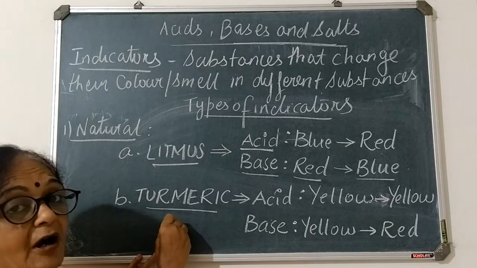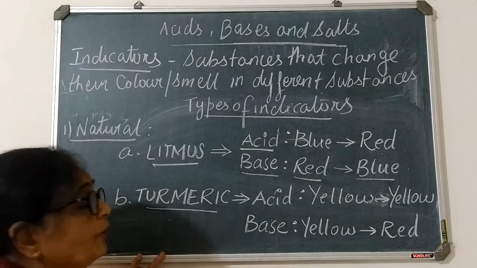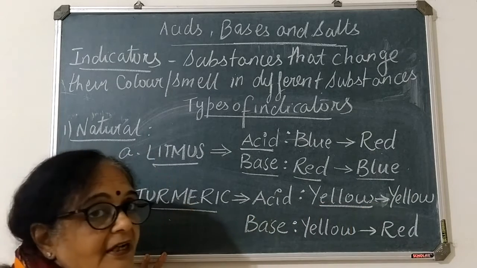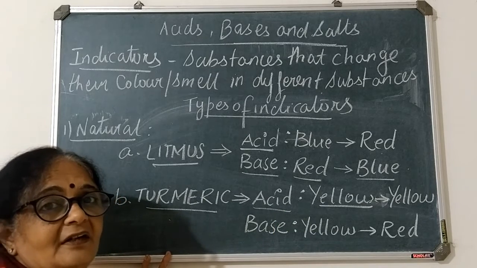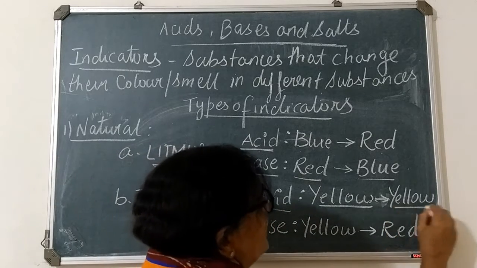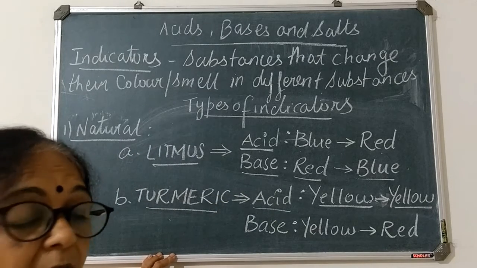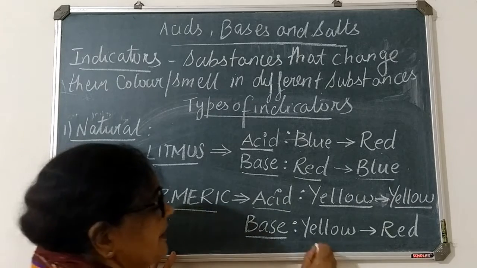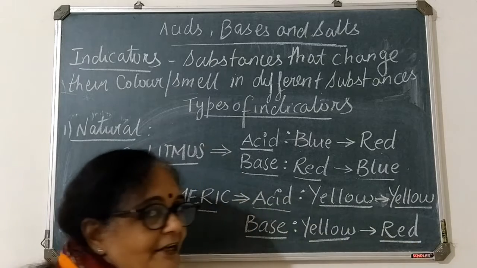Next we will talk about turmeric. Again, it is a natural indicator. We know that turmeric is yellow in color. Now if turmeric comes in contact with acid, there will not be any change in the color, it will remain yellow. But if it comes in contact with a base, then the yellow color of turmeric will turn to red.